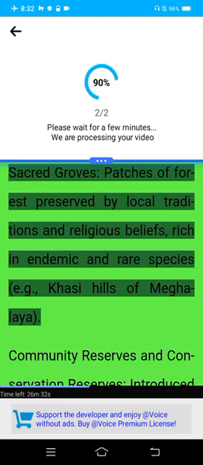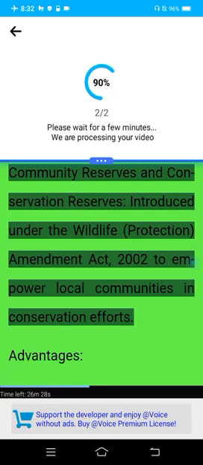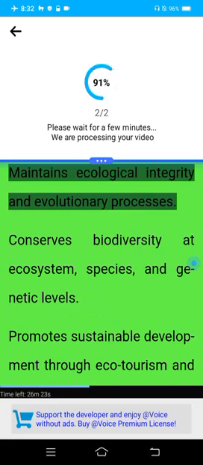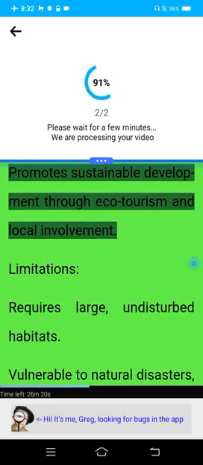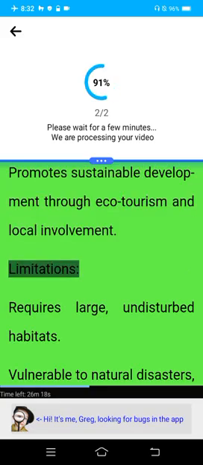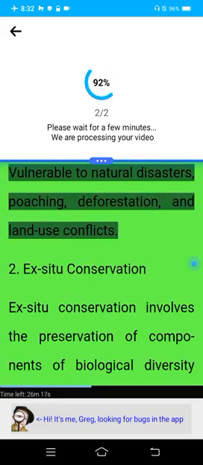Sacred groves, patches of forest preserved by local traditions and religious beliefs, rich in endemic and rare species, e.g., Khasi Hills of Meghalaya. Community reserves and conservation reserves, introduced under the Wildlife Protection Amendment Act, 2002 to empower local communities in conservation efforts. Advantages. Maintains ecological integrity and evolutionary processes. Conserves biodiversity at ecosystem, species, and genetic levels. Promotes sustainable development through ecotourism and local involvement. Limitations. Requires large, undisturbed habitats. Vulnerable to natural disasters, poaching, deforestation, and land use conflicts.